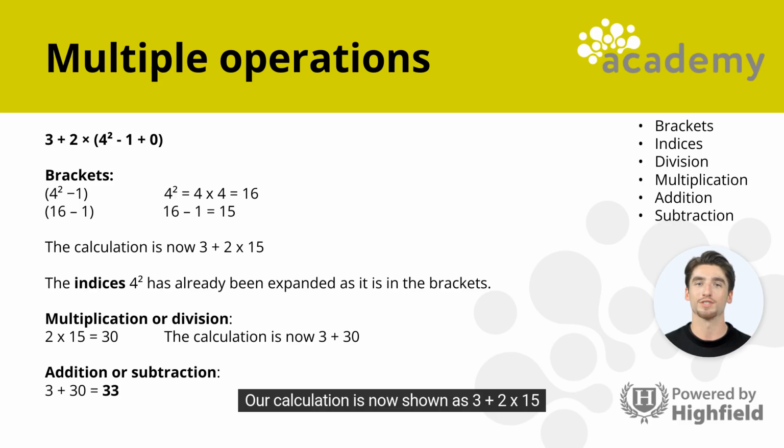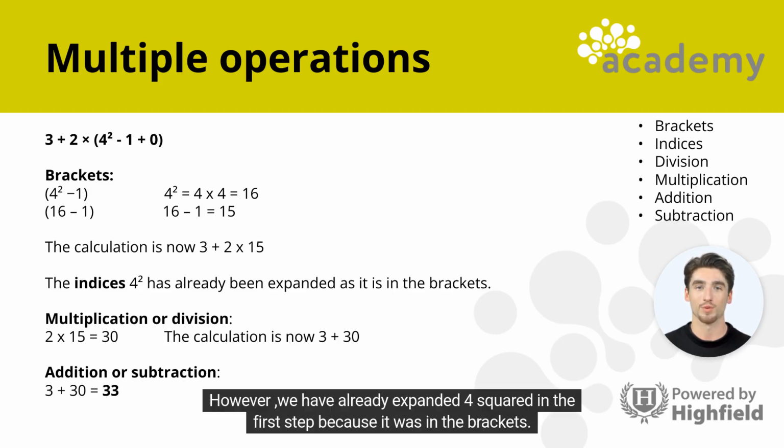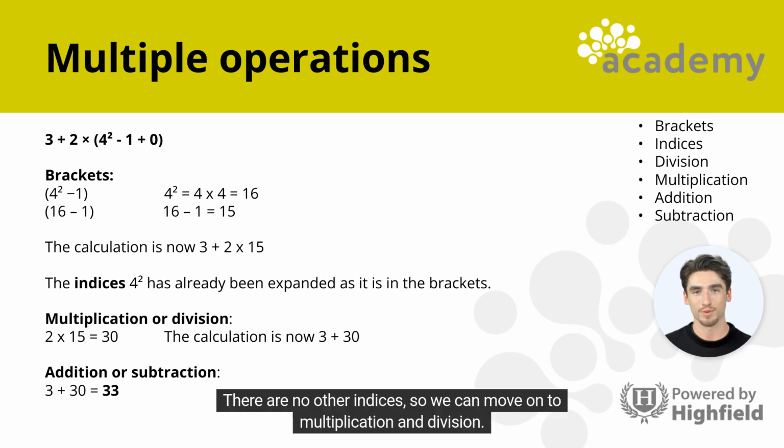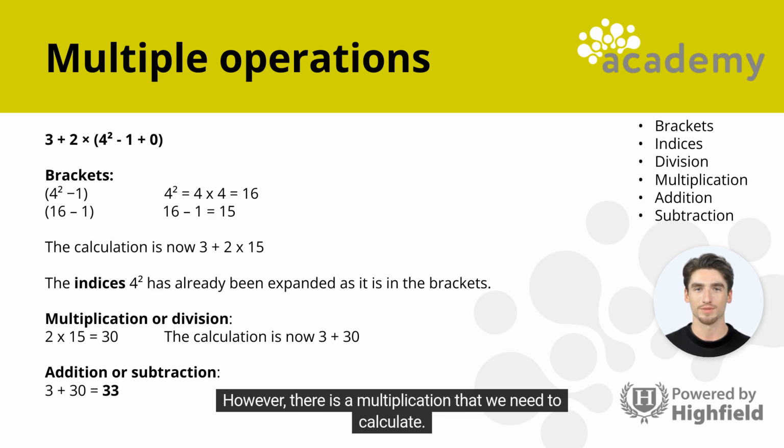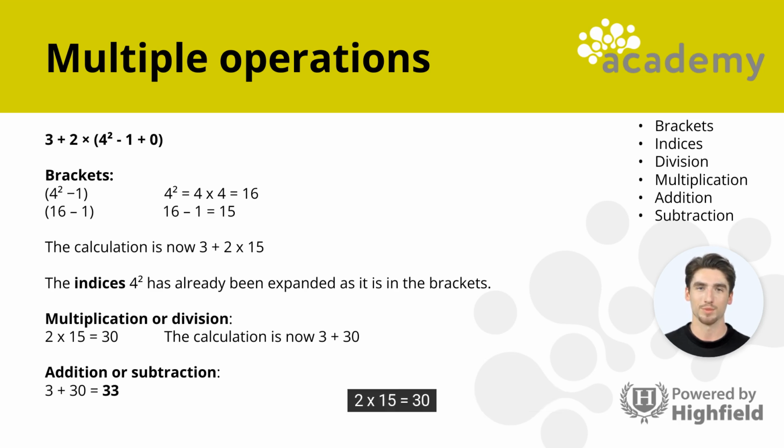Our calculation is now shown as 3 plus 2 multiplied by 15. Following BIDMAS, we next need to look at the indices. However, we have already expanded 4 squared in the first step because it was in the brackets. There are no other indices, so we can move on to multiplication and division. There is no division. However, there is a multiplication that we need to calculate. 2 multiplied by 15 equals 30. Our calculation is now shown as 3 plus 30. There are no other multiplications.